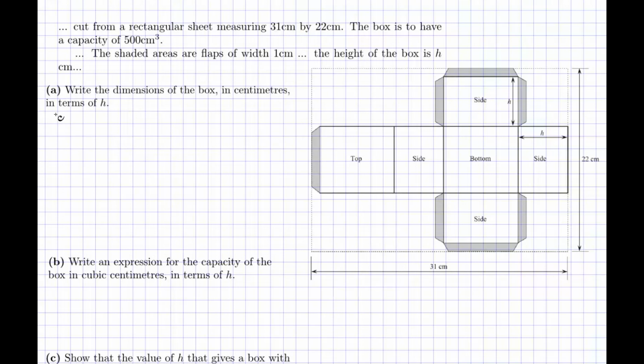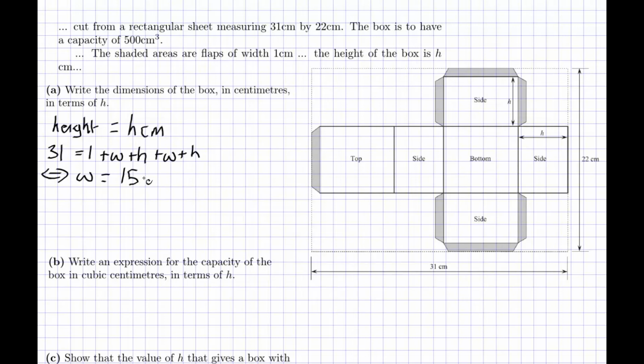Well, we're given a freebie right at the beginning. We're told that the height is h centimeters. Now I'm going to consider the width to be in this direction and the length to be in this direction. So one of the first things I can write is that 31 is equal to, first of all, the little 1 centimeter bit. Then this dimension here is w, the width. Then we have h, and another width, w, and one more h. Then we can do a bit of rearranging and say that w is equal to 15 minus h.